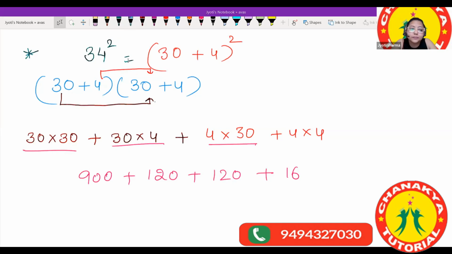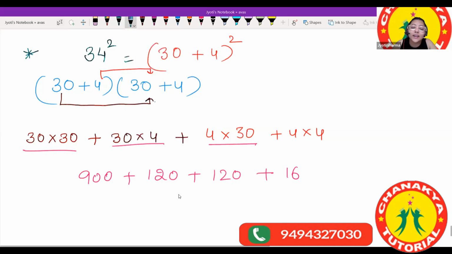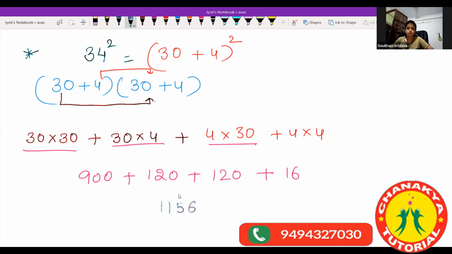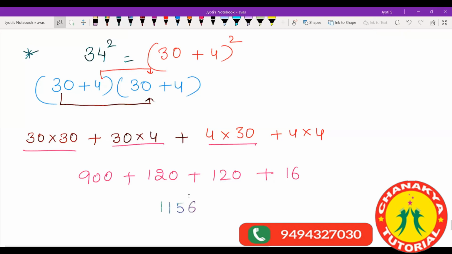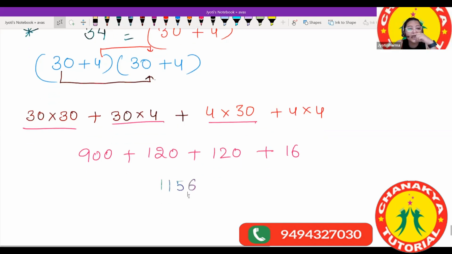Anyone else? Ma'am, 1156. 30 square plus 4 square plus 2 into 30 into 4. 1156. That is correct. 2 into 30 into 4, 240. Okay. So who was the first one? I think Charantej, you told the first answer. No, Krishna. Gautam. Okay. But do you think that it is a longer method? Yes, ma'am. What can I do? Shall I tell you an easier one?